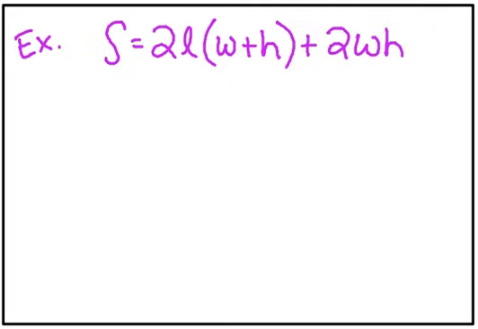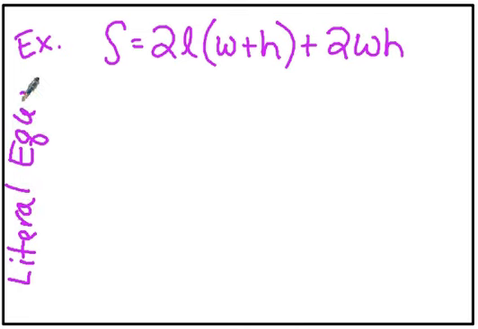Another example that we have is an equation that only has letters. This is what we call a literal equation. A literal equation is an equation that has 2 or more letters in it. Well, this one has an S, an L, a W, and an H, and a repeating W and H. And so we want to solve this equation for W. So let's specify that. We're going to solve it for W.